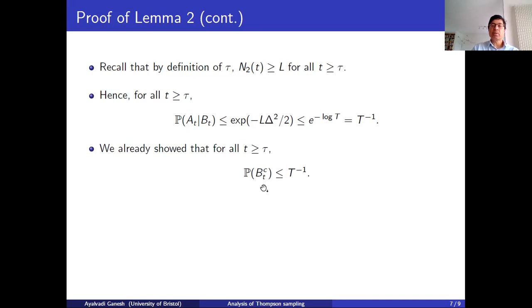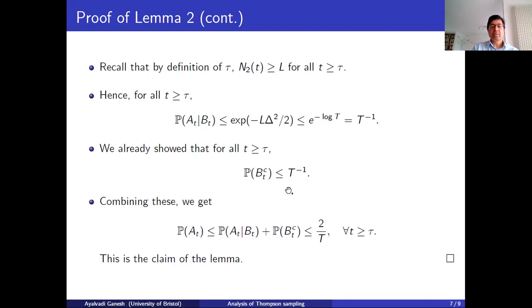We also showed that the probability of Bt complement is at most 1 over t. Combining this, we get the upper bound that the probability of At is at most the sum of 1 over t and 1 over t, which is 2 over t. And this is what the lemma stated. So we have proved the lemma, which said that the probability of the event of interest At is at most 2 over t.